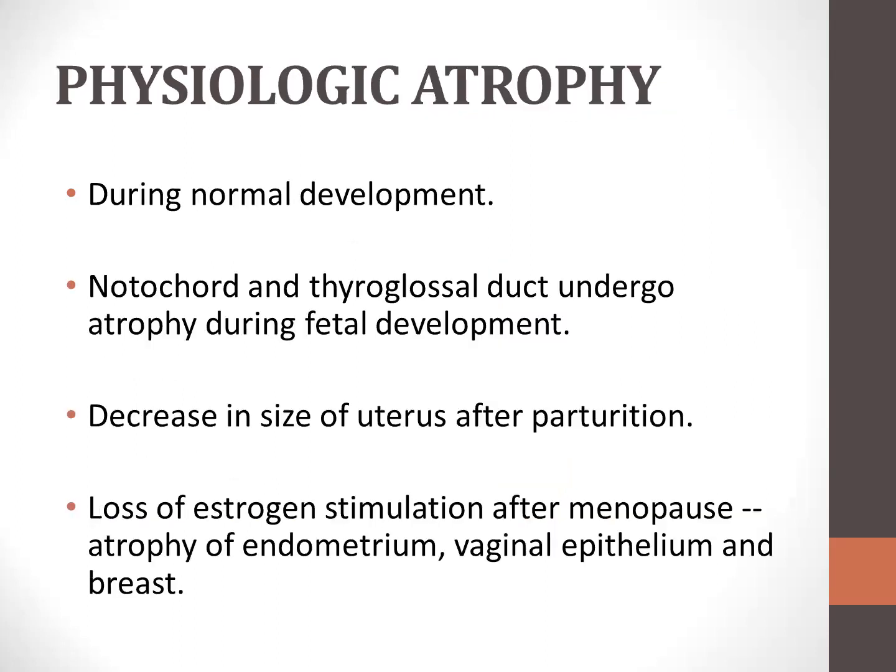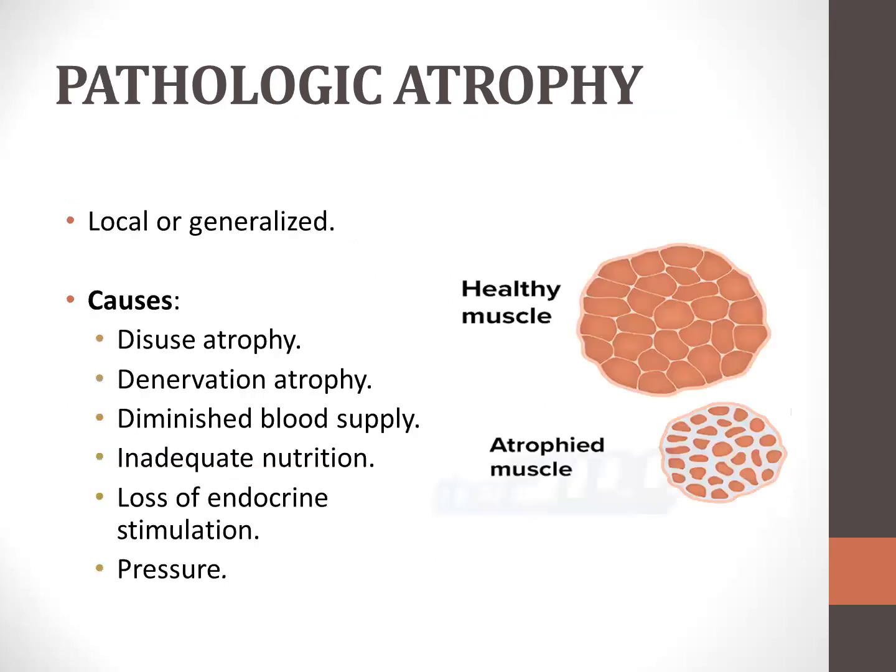Physiological atrophy occurs during normal development. Notochord and thyroglossal duct also undergo atrophy during fetal development. The size of the uterus after childbirth decreases. This is also because of physiological atrophy. And loss of estrogenic stimulation after menopause results in atrophy of the endometrial lining, the vaginal epithelium, and the glandular epithelium of the breast. Pathological atrophy may be local or it may be generalized.